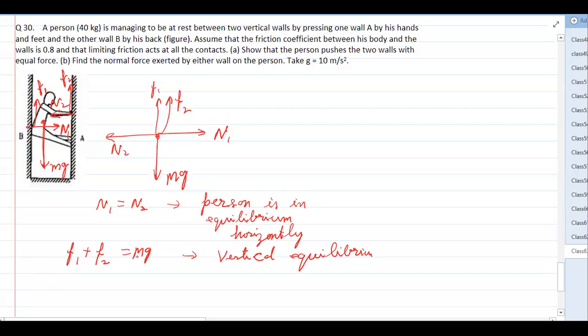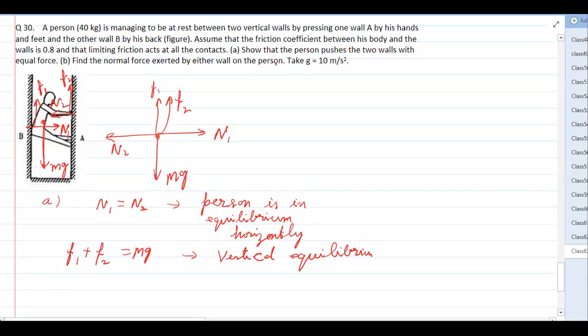So F1, F2, these two will be equal to N1, since N1 equals N2. So that first part we have shown: show that the person pushes the two walls with equal force. That first part is proved. That is part A.